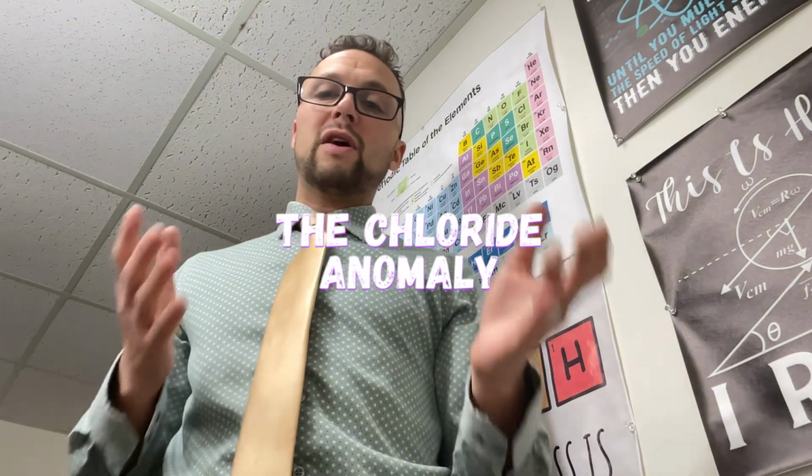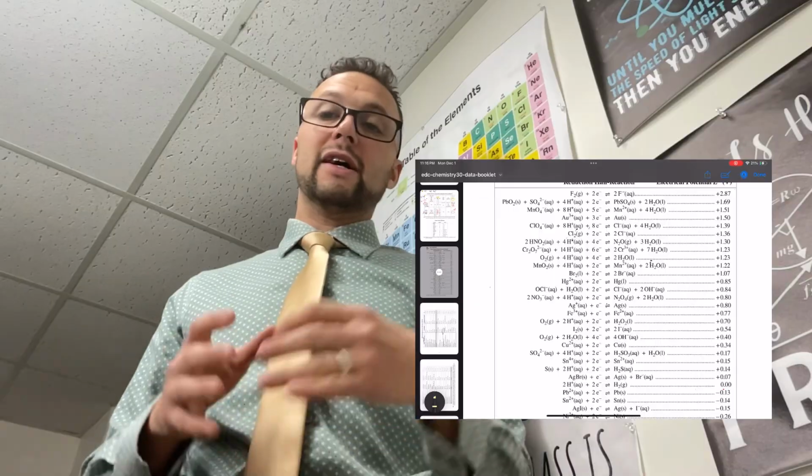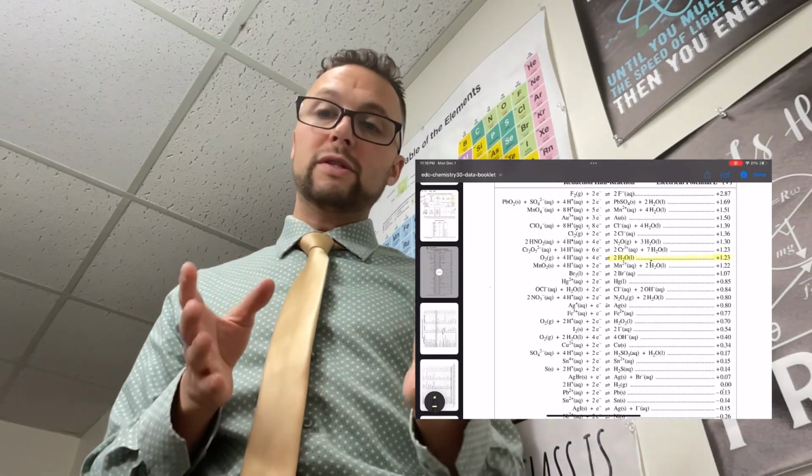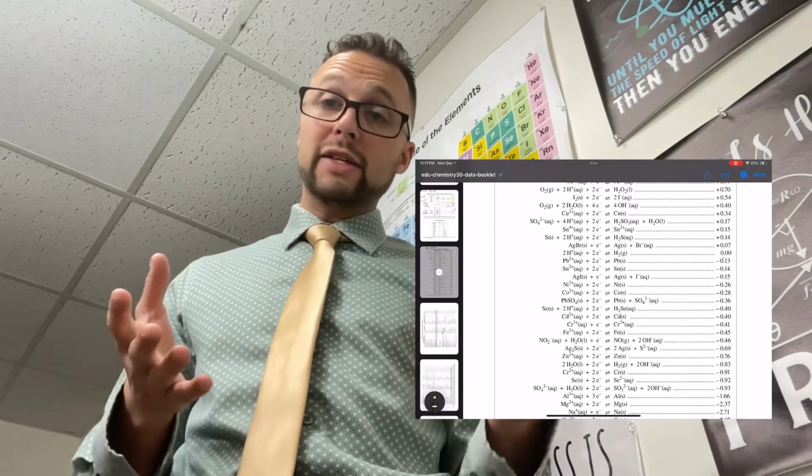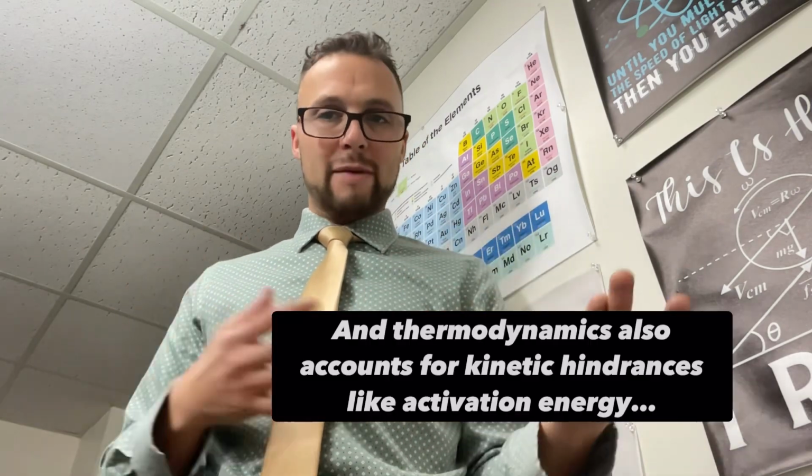Now, when it comes to spontaneity, or determining whether redox reactions are spontaneous, we've often solely looked at the reduction potentials. And while that is not inaccurate, reduction potentials are part of what we would call the overall spontaneous nature of a reaction. It's not the complete picture.